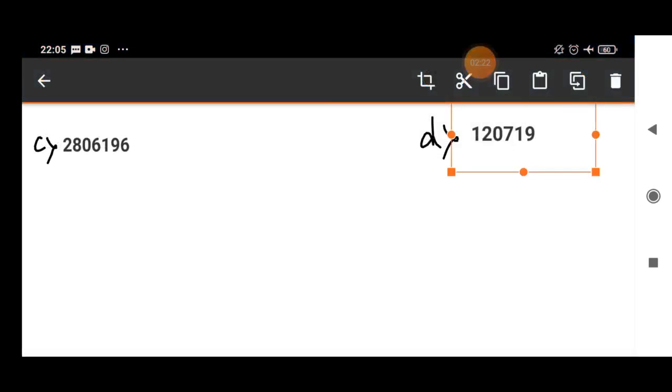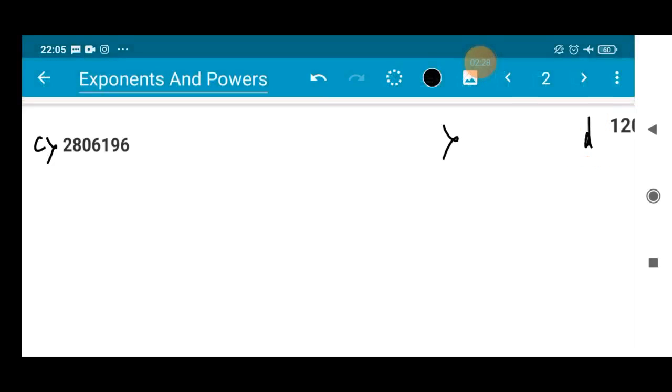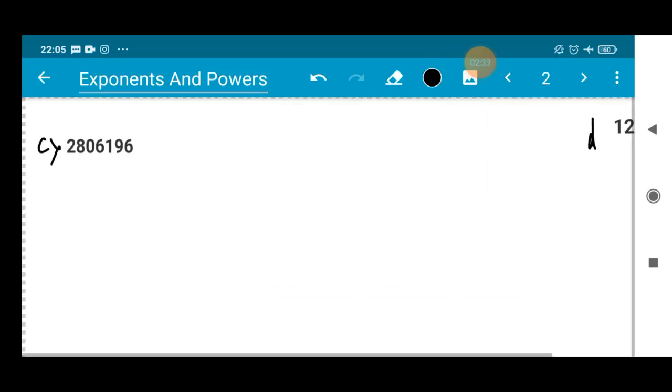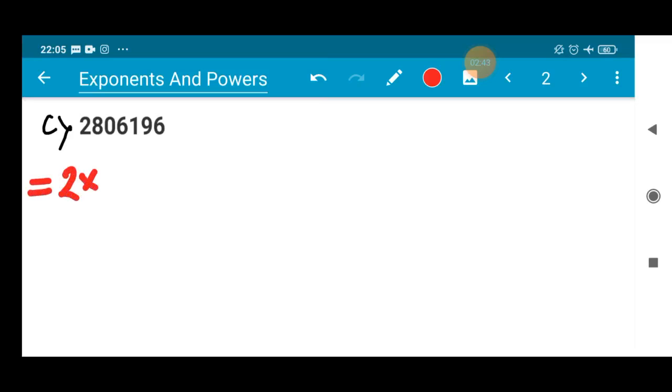Let me take a little greater space. Alright, number C here. 2806194. So we are going to use the same method, that is 2 into, after 2 how many digits are there? 1 2 3 4 5 6, so it will be 10 to the power 6. Directly you can write like this also.